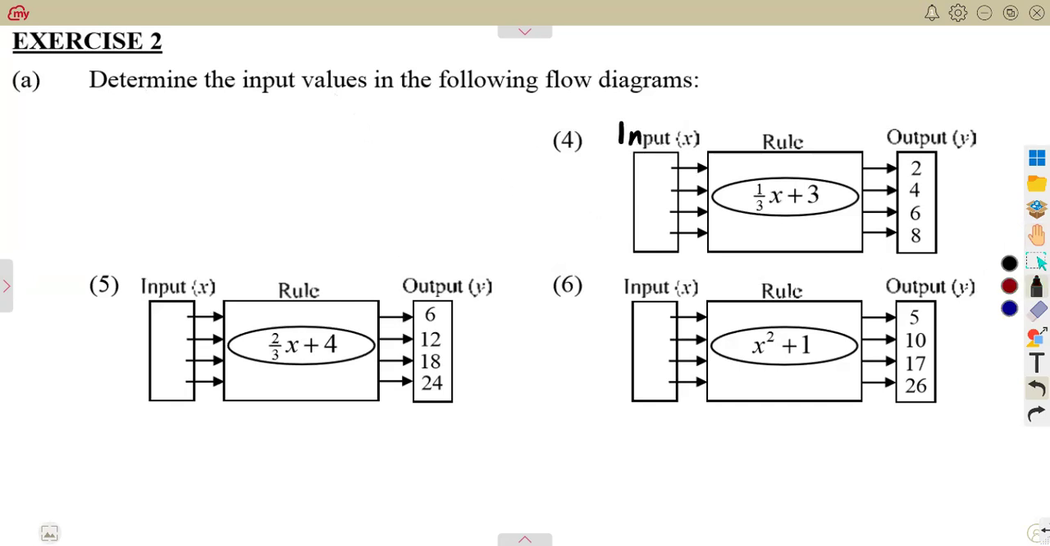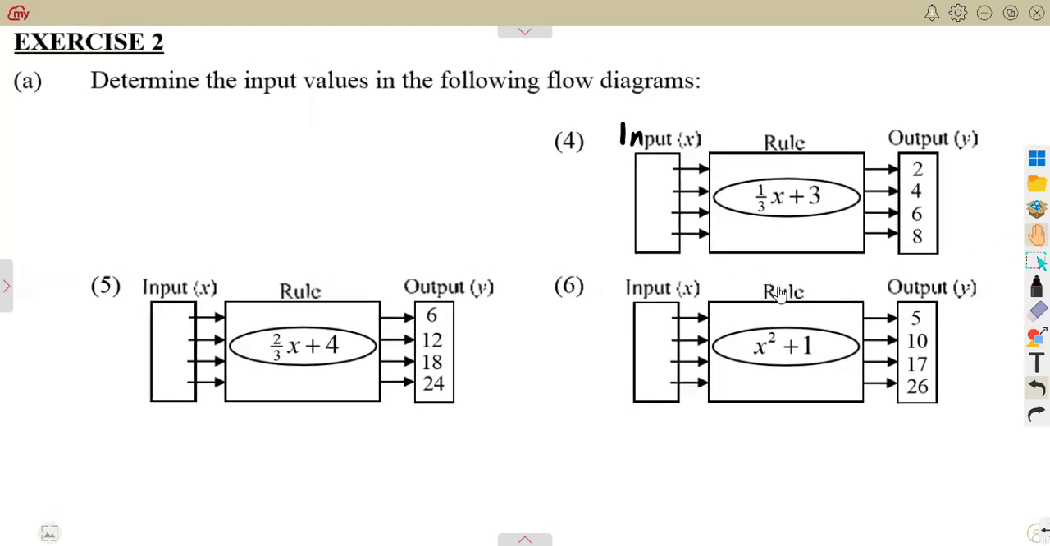We are going to work with this, but I was expecting you guys to give me the answers in the comment section, like what exactly are you obtaining, so that we can correct each other from there. But anyways, let us see what we are given. Remember, the exercise is on determining, that is, to find the input values. So in this case, you're asked to determine the input values in the following flow diagram.